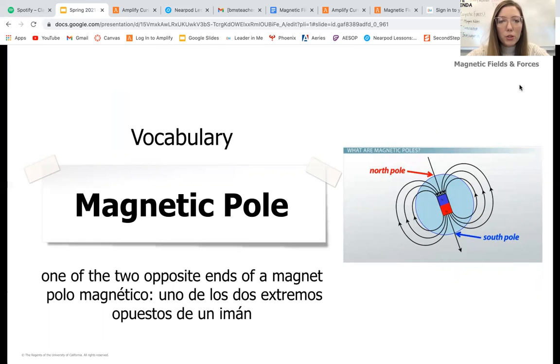Okay, the next vocab word that we're filling in is magnetic pole. Now, this is one of the most important things to understand about magnets, that there's a north and a south pole, and depending on what way the magnet is facing, these poles are the reason why they affect objects differently. And so that is one of 2 opposite ends of a magnet. So go ahead and add this in your notes as well.